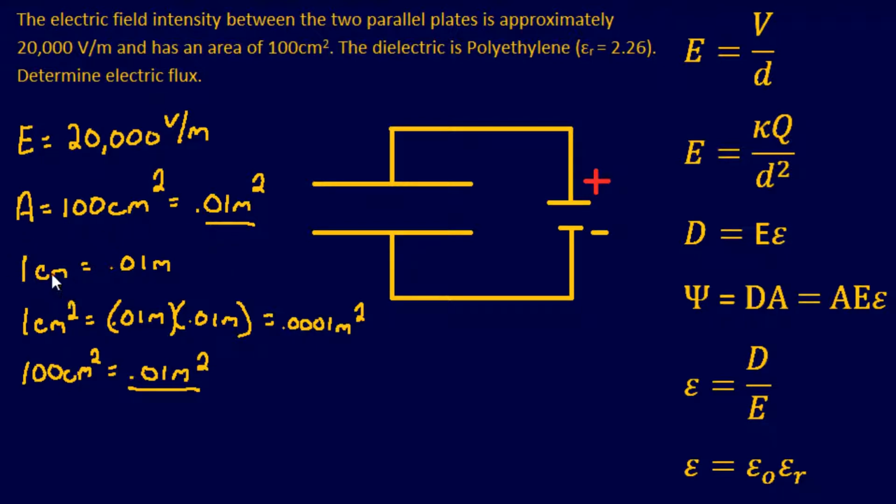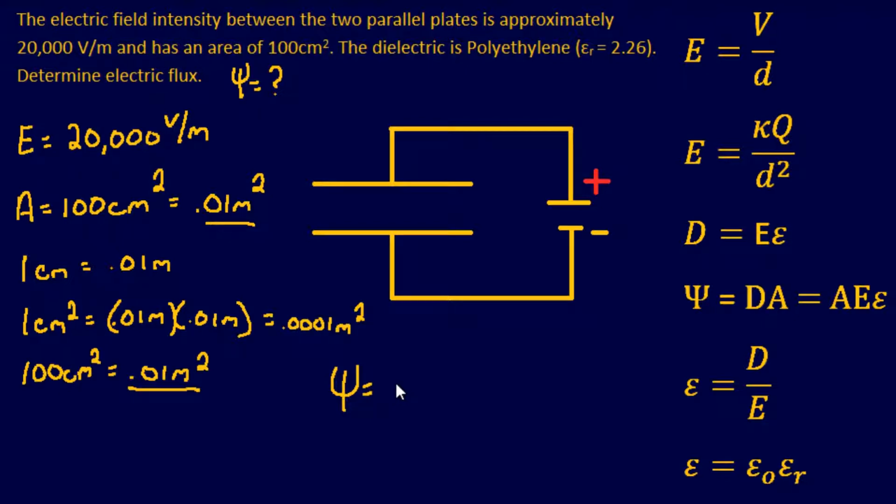Be aware of this. You might actually see this on a problem somewhere along the line, either your practice problems or anywhere else. You've got to make sure you can convert centimeters, millimeters to meters when needed. So be aware, we're looking for flux. That's what we're looking for. To find flux, we can do density times area, or area times intensity times the permittivity. Well, I think we can find permittivity because we already have the relative permittivity. We have the intensity or strength, and we now have the area. So that's pretty simple.